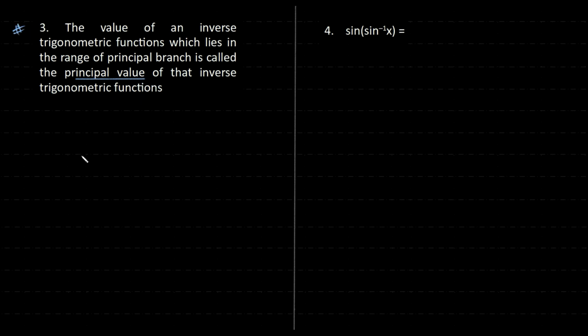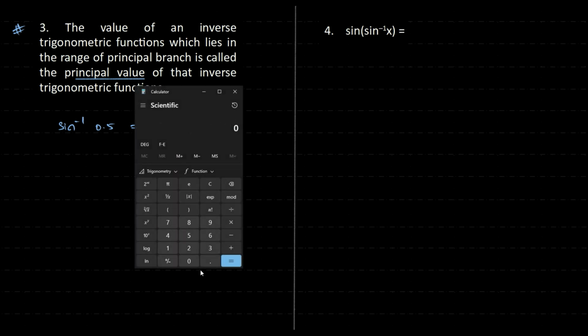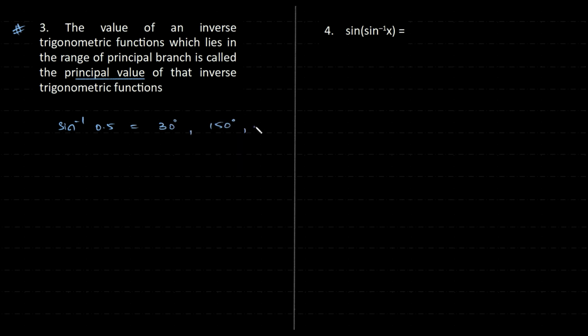What they mean is, sine inverse of, say, 0.5 is 30 degree. This is a possibility. And along with this, we have many other possibilities. So we have, say, 180 minus 30, that would be 150. So sine of 150 is also half. So such many possibilities are there.